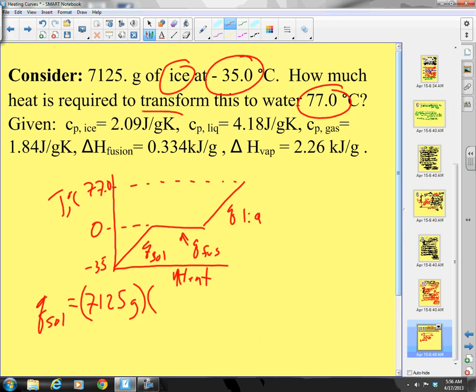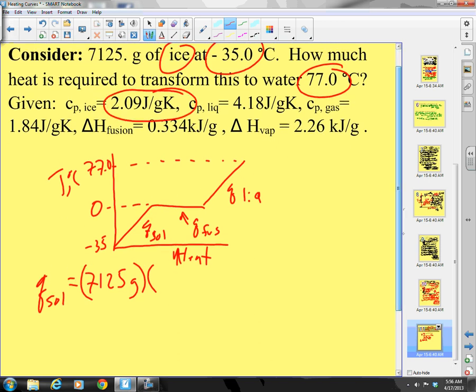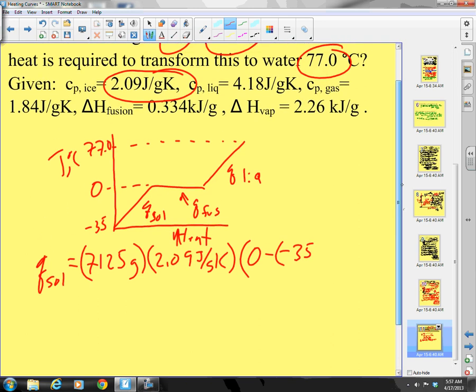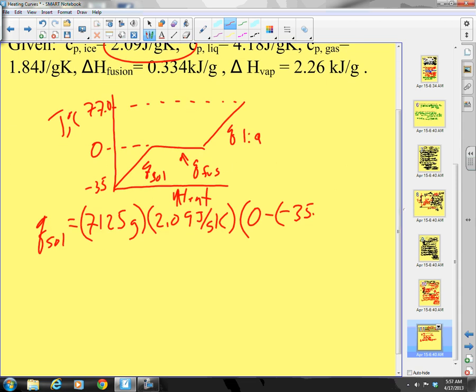What is it? 2.09 joules per gram Kelvin. And what's my delta T? My final temperature is 0. My initial temperature is minus 35. How many sig figs did I give it? 35. I gave it 3. Okay. And so what do we have? 7125 times 2.09 times 35.